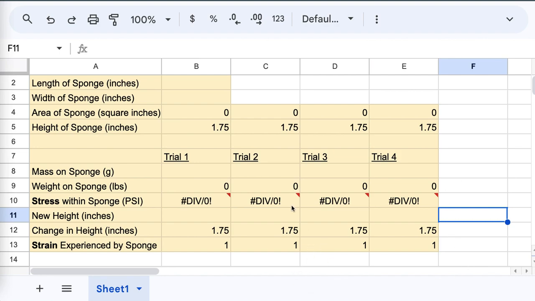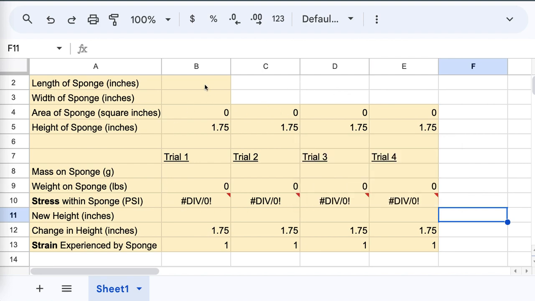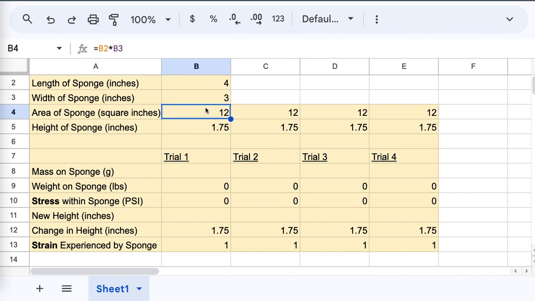Now I just want to demo this. You're ready to go collect data right now, but I'm just going to do a fictitious little setup here. I'm going to say I have that 4-inch by 3-inch sponge. Boom, it fills out all the areas as 12 square inches. Okay, and then here I'm just going to pretend I put, I don't know, 1,500 grams on the sponge, and it tells me that 1,500 grams is 3.3 pounds.